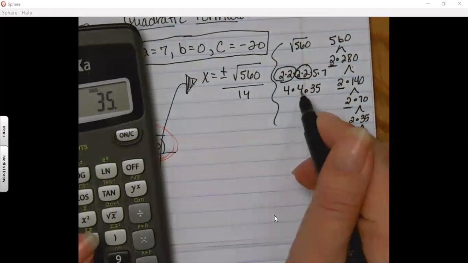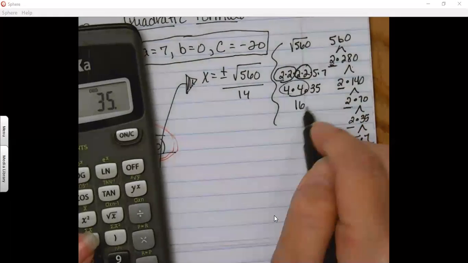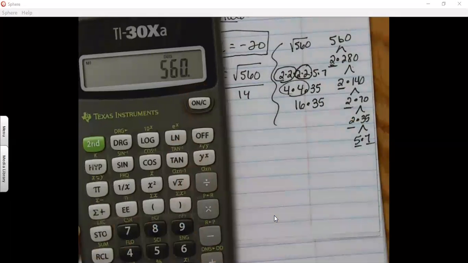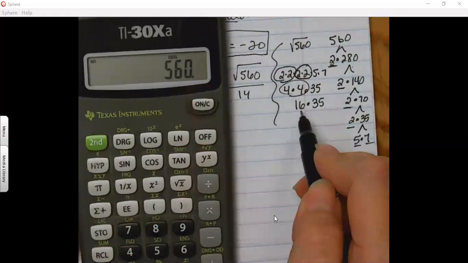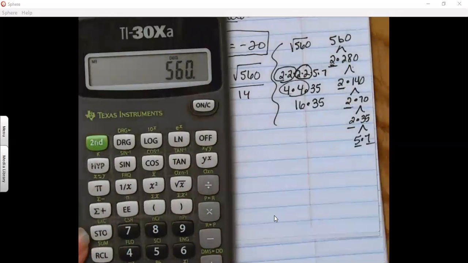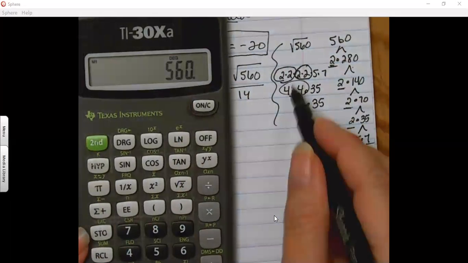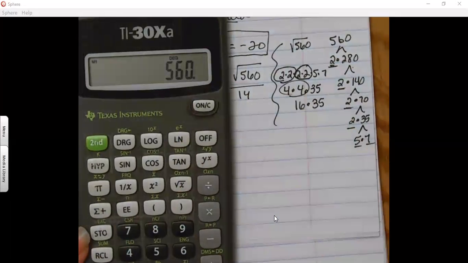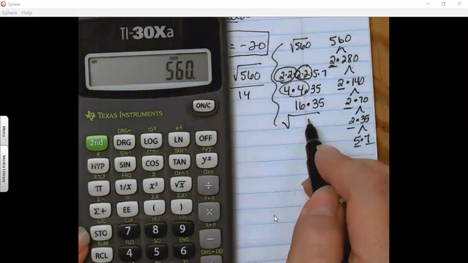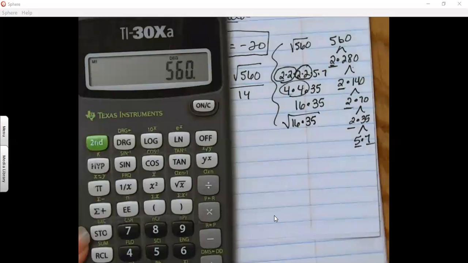So 16 times 35 is still equal to the number 560. But now I know what my largest perfect square is, okay? If you just say you have a perfect square of 4 and that's all you factor out, 4 is a perfect square factor, but there's still going to be another one left. So you do this to figure out what's the largest perfect square factor I have. So instead of the square root of 560, I'm going to replace that with the square root of 16 times 35. I'm going to write 560 as factors. One of them will be a perfect square.